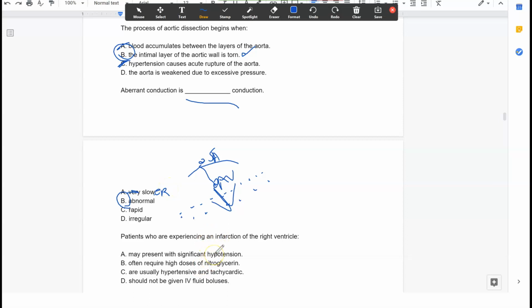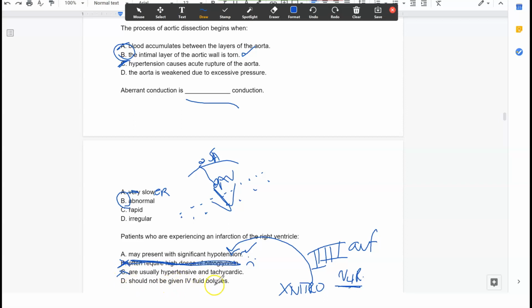All right, patients who are experiencing an infarction of the right ventricle may present with significant hypotension. Often require high doses of nitro. No. Don't do that one. Usually hypertensive and tachycardic. No, because remember we talked about inferior wall and 2, 3, aVF. How you do that, V4R, to see if there's right ventricular involvement, and if it is, that's when you don't give nitro because they're going to be hypotensive.